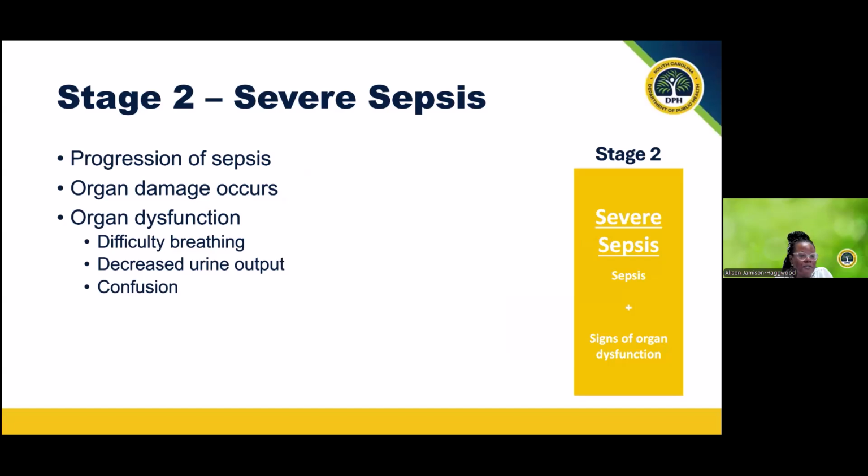In stage 2, severe sepsis, this stage occurs when sepsis progresses and organ dysfunction becomes apparent. So like difficulty breathing, decreased urine output, and again, confusion are part of stage 2.